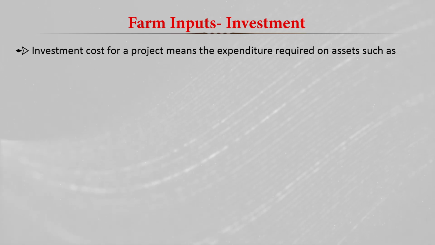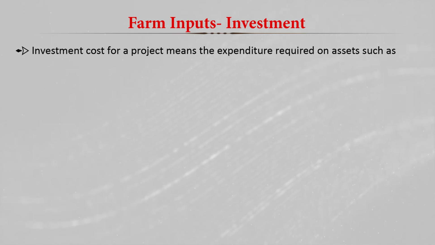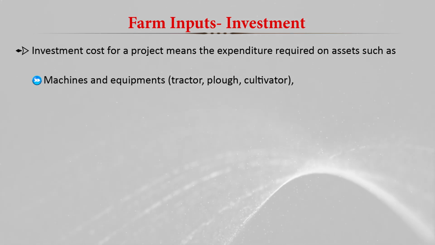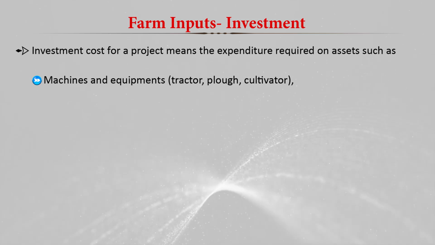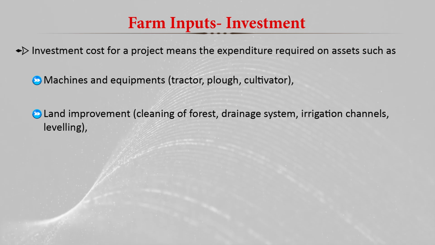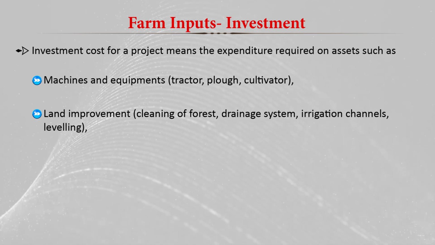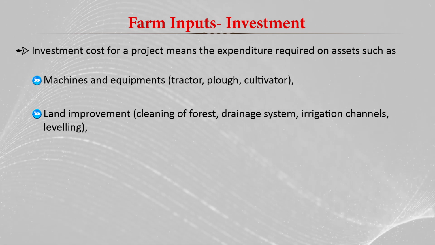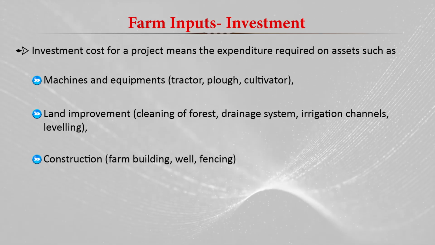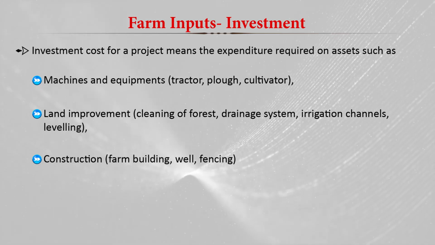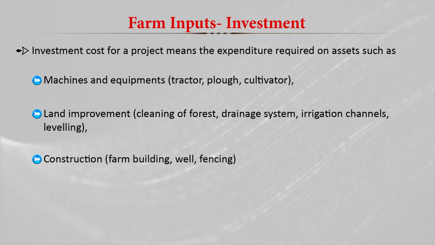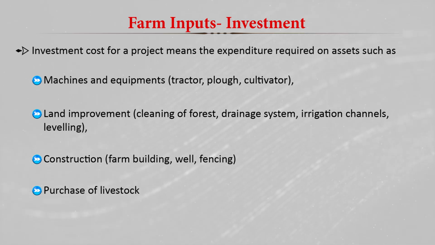it includes the expenditure required on assets such as machines, equipment, the tractor, like a cultivator we have to purchase. Then we have the investment on the land improvement activities like cleaning of the forest, drainage system, irrigation channel and leveling. And then we have the investment on constructions like farm building, the well, fencing. Then we have the investment on the purchase of the livestock.